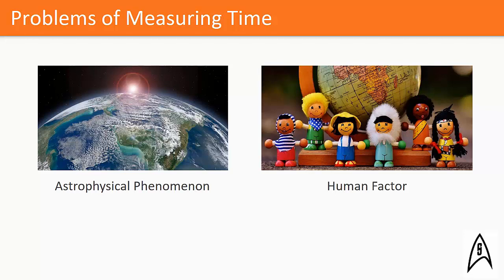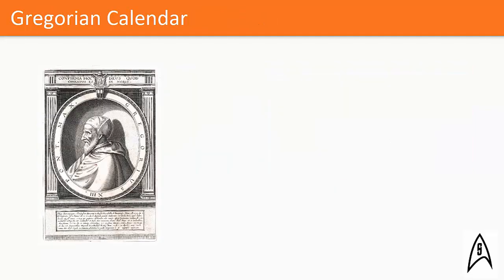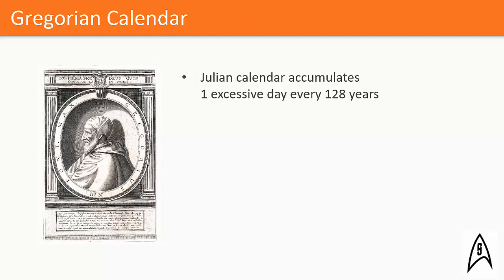People like to change rules. For a very long time, people measured time by using the Julian calendar. It is called Julian because Julius Caesar introduced it. There was a problem with that calendar system. It accumulated one excessive day every 128 years. That happened because the length of a year in the Julian calendar was 365 and a quarter of a day, which is greater by 11 minutes than the length of a tropical year, also known as a solar year.